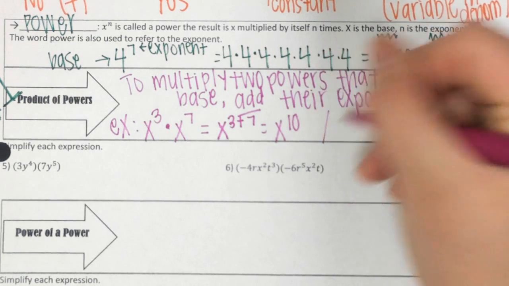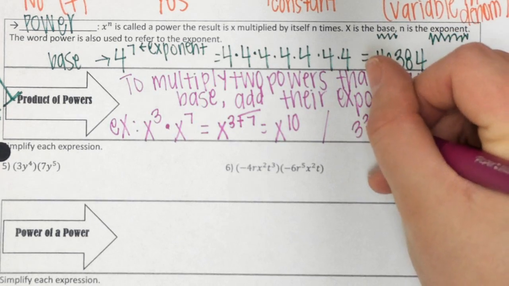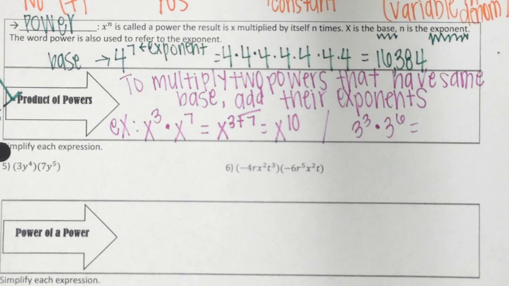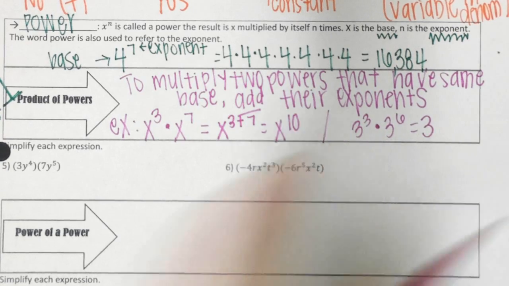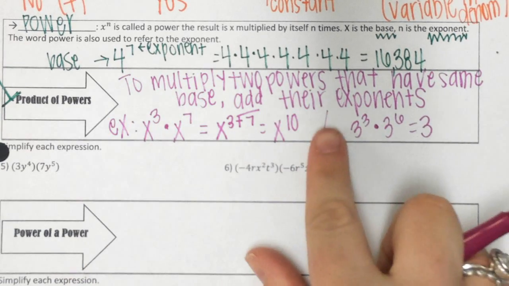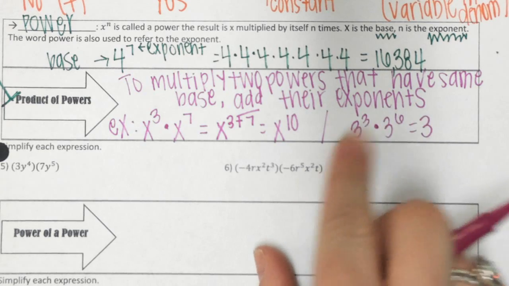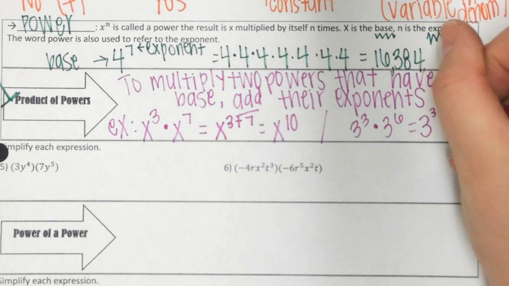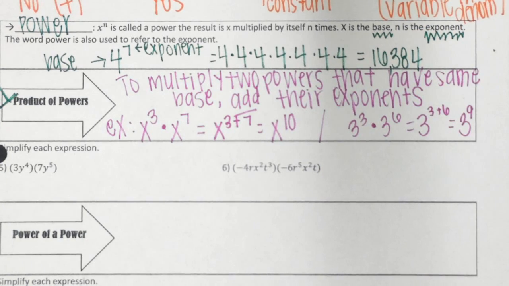Good. Okay, what if I add numbers to it? 3 to the 3rd power times 3 to the 6th power becomes what? Keep the base. So we're not multiplying our bases, we're only adding our exponents. So you keep your base 3, and then you add 3 plus 6, which simplifies to be 3 to the 9th power.